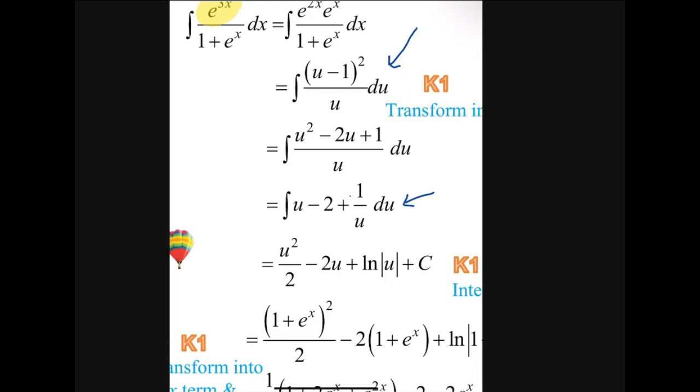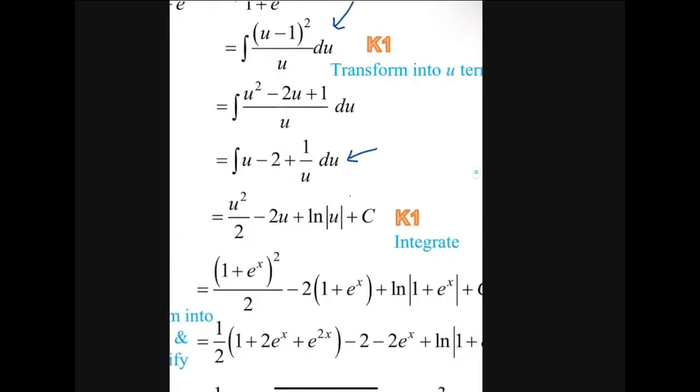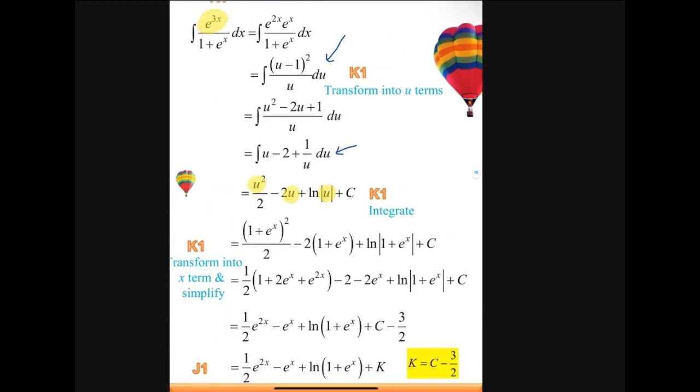And the last part, because our final answer must be in terms of x, not u, we have to change everything in terms of x back. Every single u that we obtained just now, we have to change into 1 plus e to the power of x. For this part, it is not exactly what the question asked for yet. So you have to simplify.